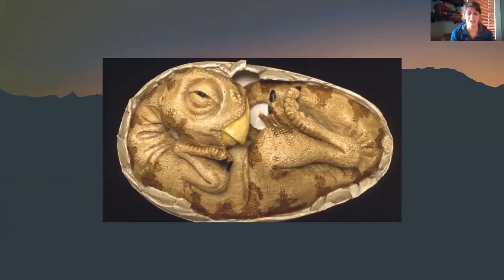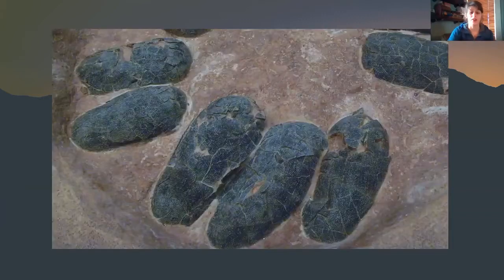Okay, so in the same way that a chicken develops in the egg if it is fertilized, a dinosaur would develop over a couple of months in an egg and then hatch like a chicken or like a crocodile would hatch from its egg. Dinosaur eggs come in two general shapes.